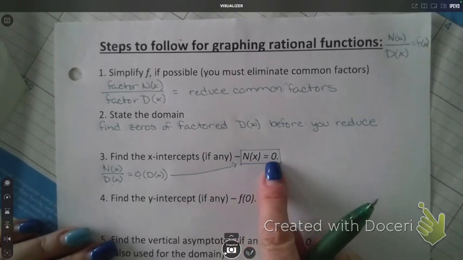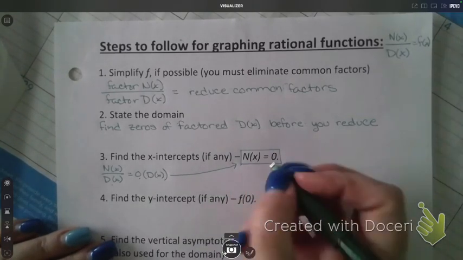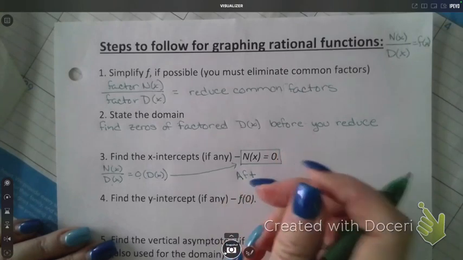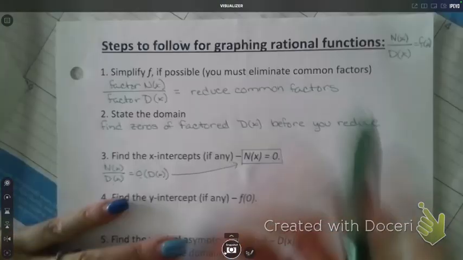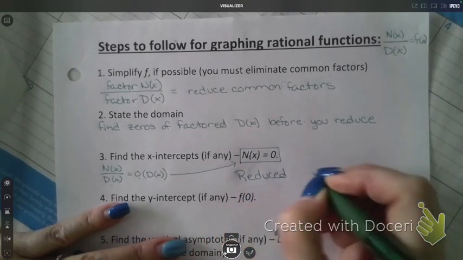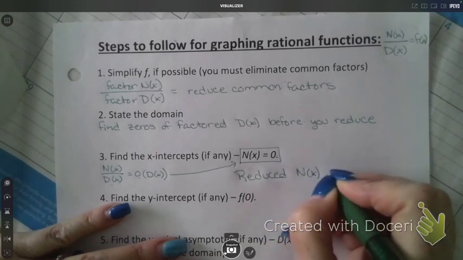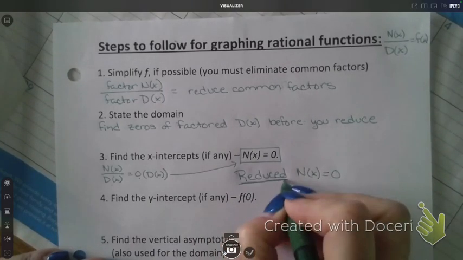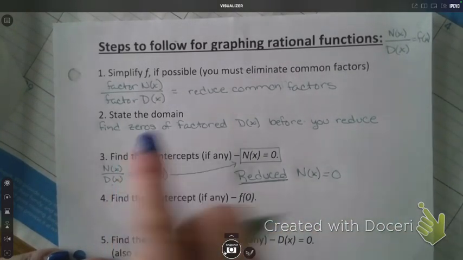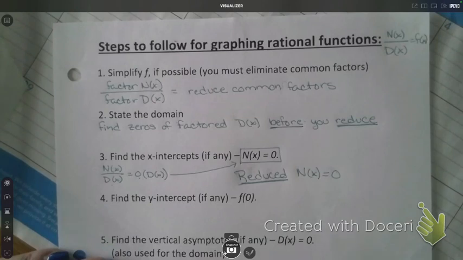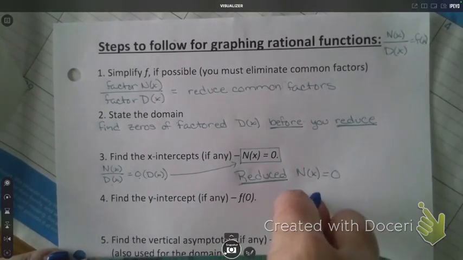And you find the zeros. This is after you factor. This is reduced n of x equal to 0. This happens only after you reduce. Domain is before you reduce. Those are important. Domain is before you reduce. X-intercept is after you reduce.